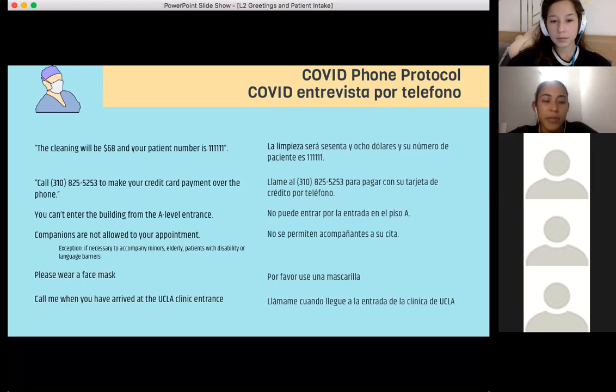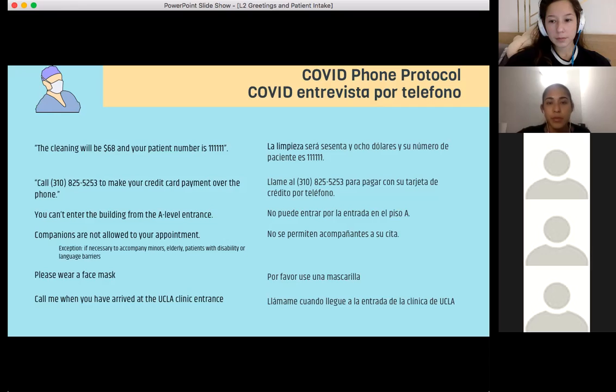Call me when you have arrived at the UCLA clinic entrance. Llámame cuando llegue a la entrada de la clínica de UCLA. I've heard mask as just mascara too. Oh, okay. So that's awesome. Yeah, máscara or mascarilla. Yeah.